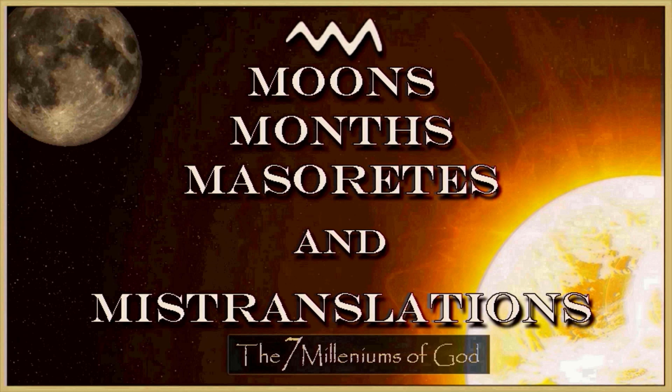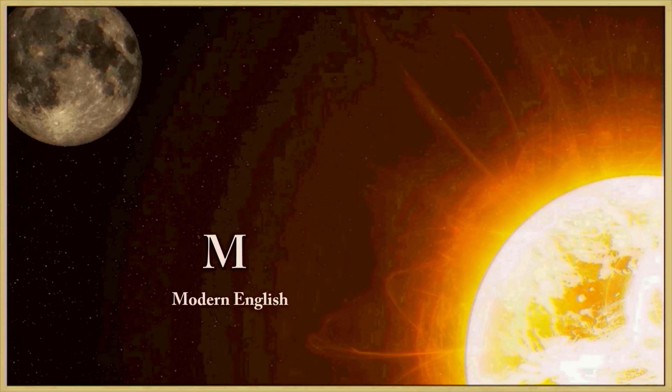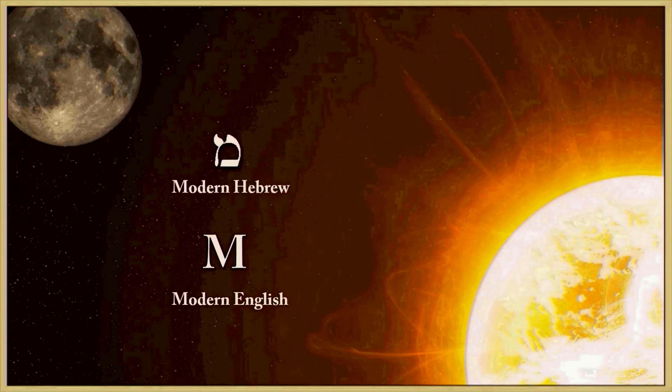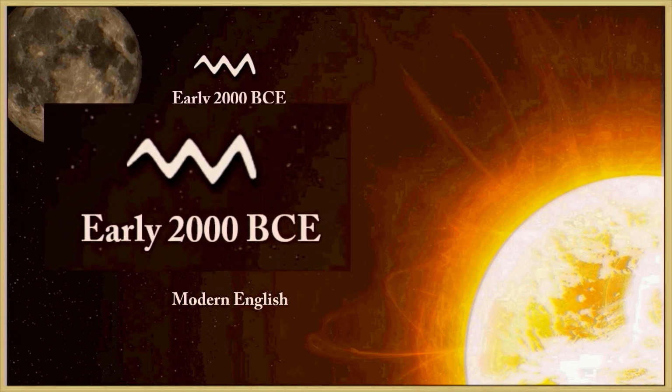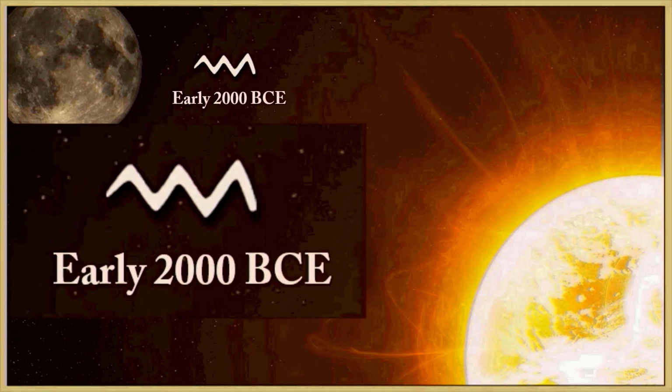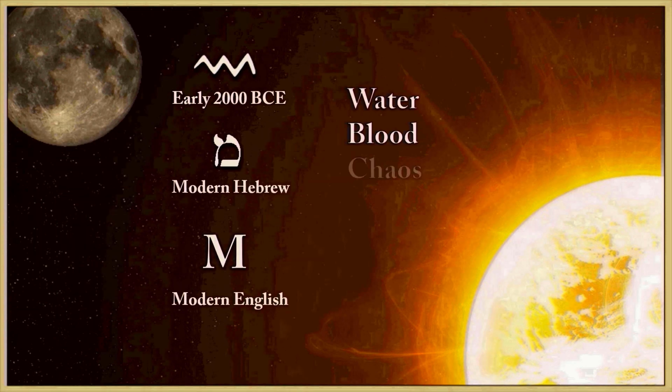Clues, months, Masoretes, and mistranslations all begin with the letter M in English. In Hebrew, only one of these words actually begins with the letter M. In the early 2000s before the Common Era, this is what the letter M looked like, the letter Mem. What did it represent? Well, in Hebraic thought, it meant water, blood, and chaos.